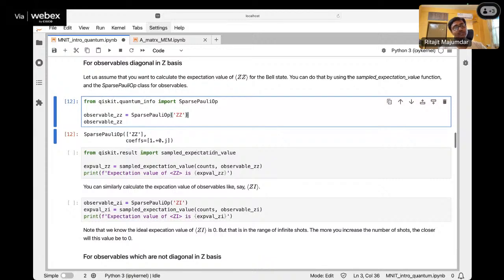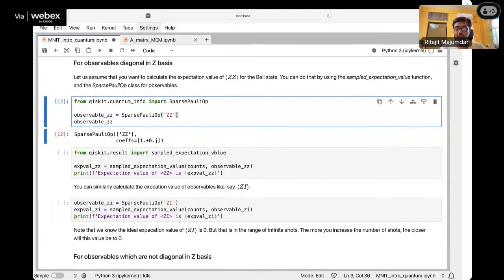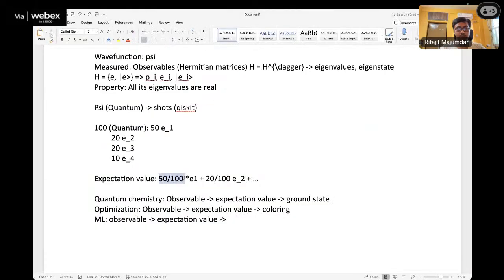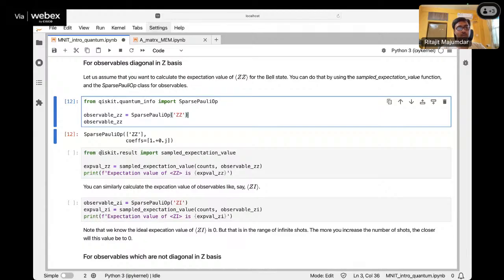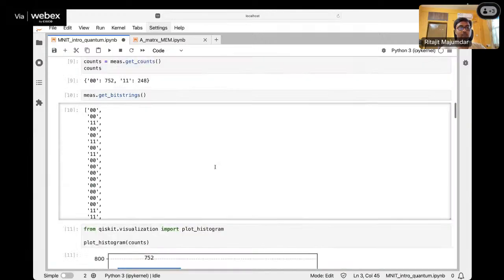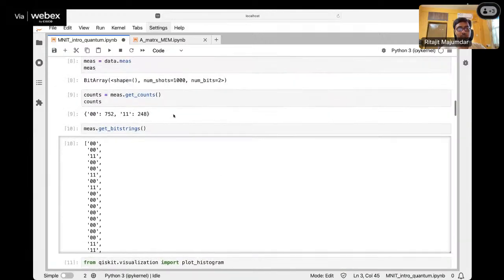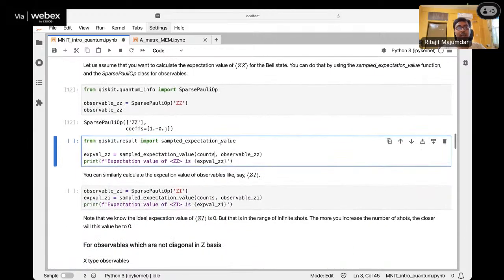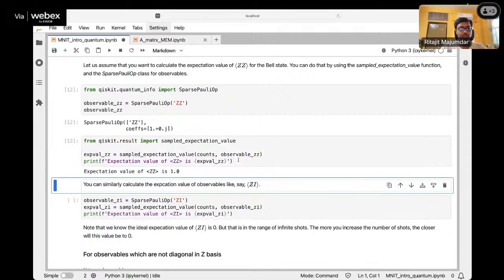Now I could have just done that calculation manually also, this multiplication and addition. But there is also a function in qiskit.result called sampled expectation value. If you pass in the counts, so remember this is my counts, and the observable, it is actually doing that calculation only, that multiplication and addition. So let's do that. So we see that the expectation value is 1.